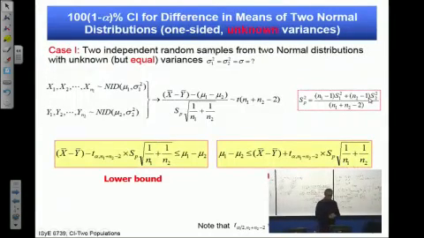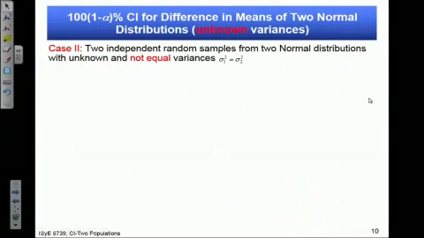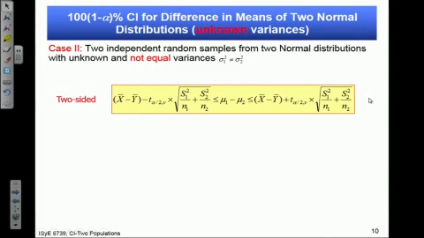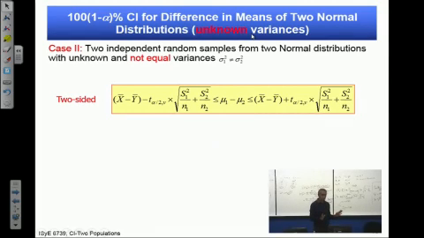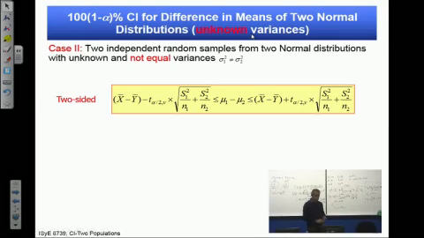Okay. Second case. What if these two variances are unknown? In this case, we are going to use an approximate method. This is not an exact method. Everything up to here is exact, okay? But here is going to be an approximate method.